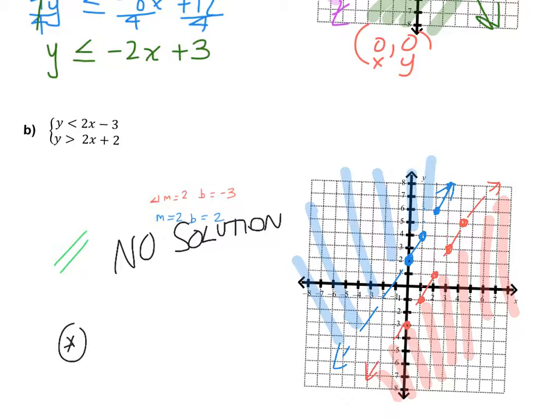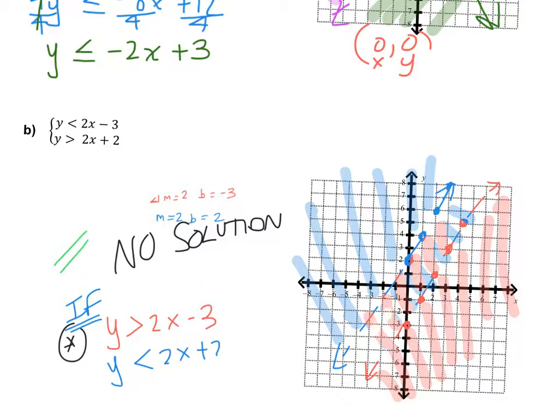It's important to note, however, if we would have had the symbols switched. So if the red one had been y is greater than 2x minus 3, and the blue one was y is less than 2x plus 2, then what would have happened is the blue one would have shaded down this way, and the red one would have shaded up, and then they would have overlapped in between.